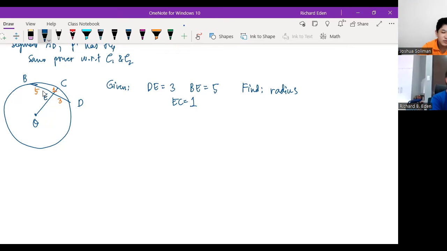Let's say we continue CO until it hits the other side of the circle. So it will become a secant, not a diameter. Let's call that point A. EA was left out on purpose. So AE times EC is equal to 5 times 3. If EC is 1, then AE will be equal to something.